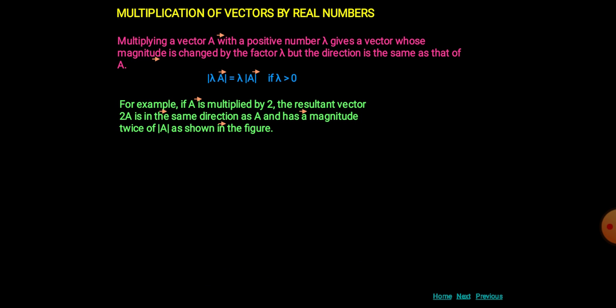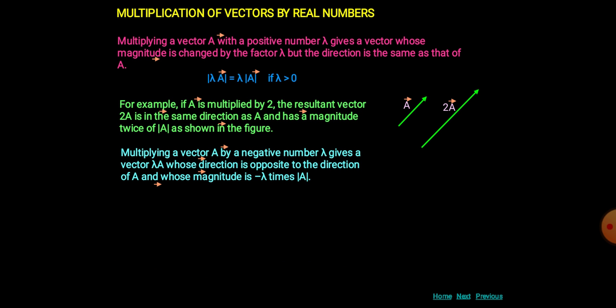So for example, if a is multiplied by 2, the resultant vector is what? 2a. It is in the same direction as a and has a magnitude twice that of a. You can observe in the figure, we have taken the vector a and multiplied it by 2. So 2 into a, that is 2a. But if you observe, the direction is what? Same.